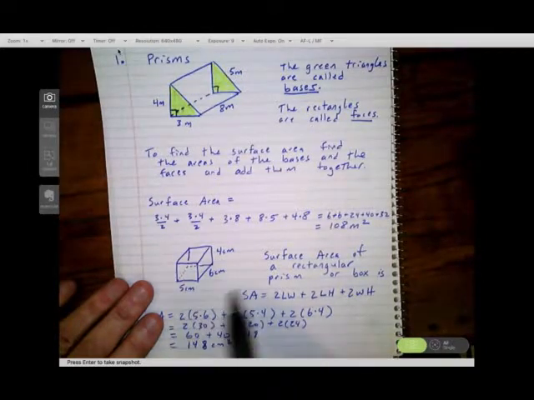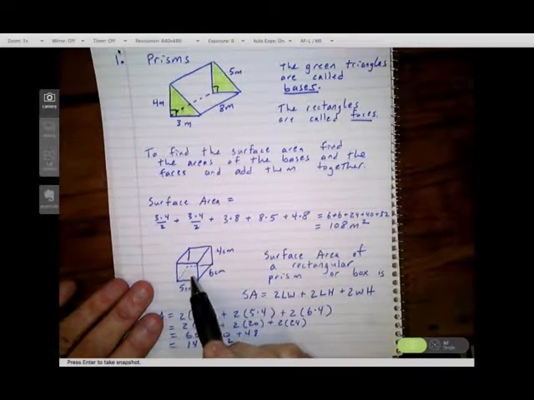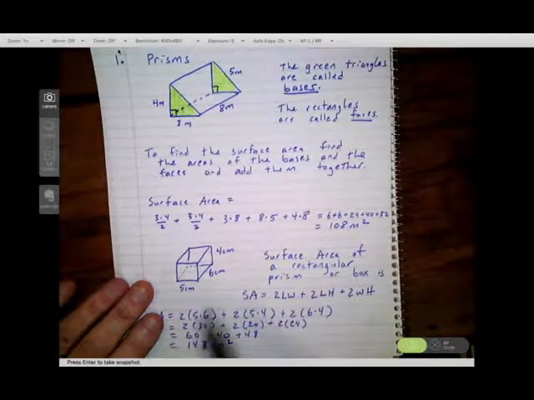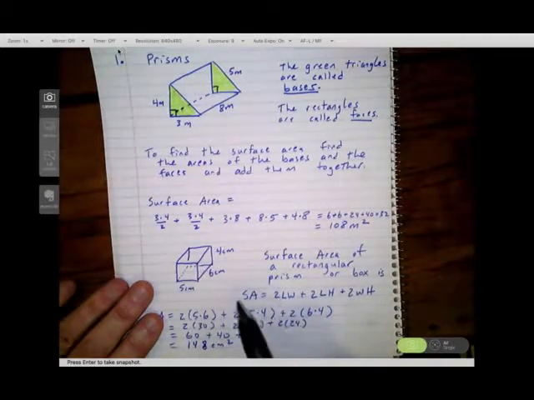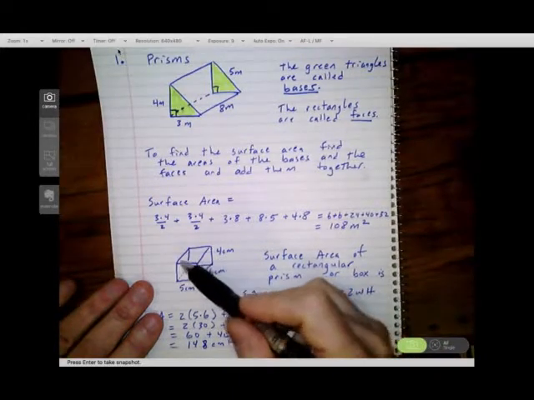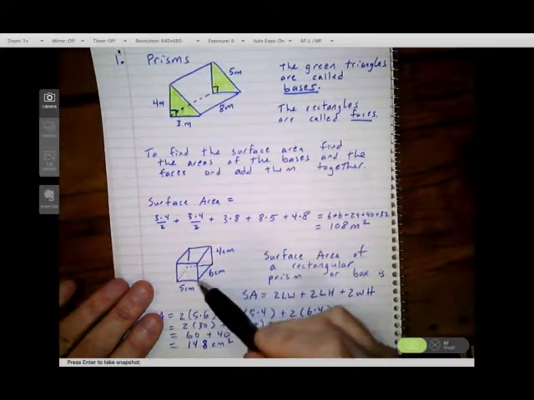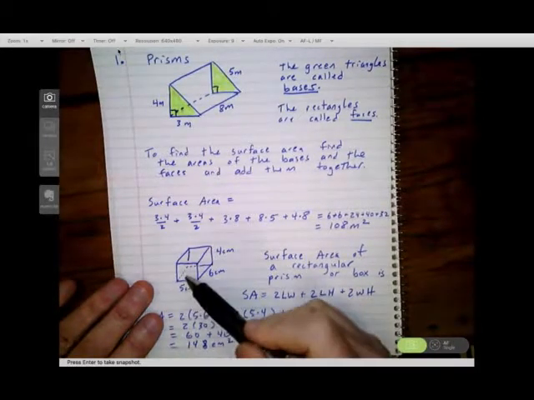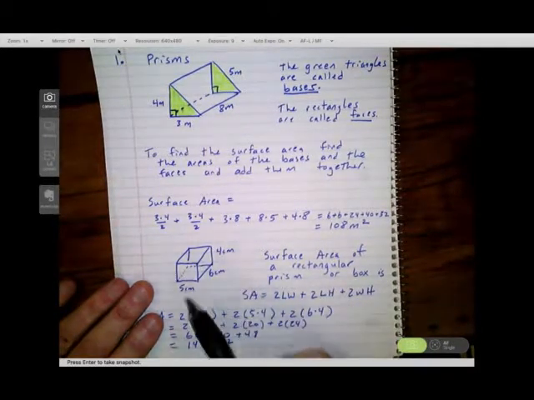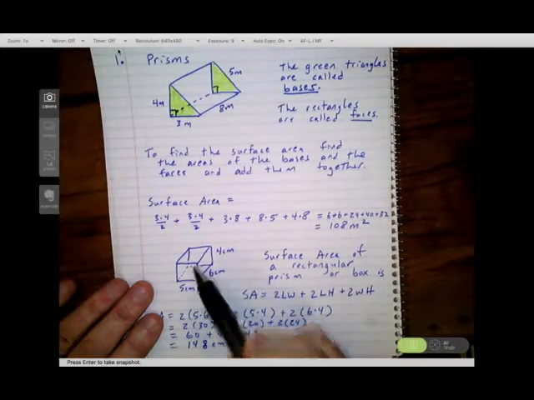So there's two rectangles. The rectangle on the bottom and the top are the same size. They're both 5 by 6, 5 by 6. Okay, so there's two of those. There's a left and a right, and those rectangles are the same size. In this case, they're both 6 by 4. And then there's a front and a back, and the dimensions of those rectangles are 5 by 4.